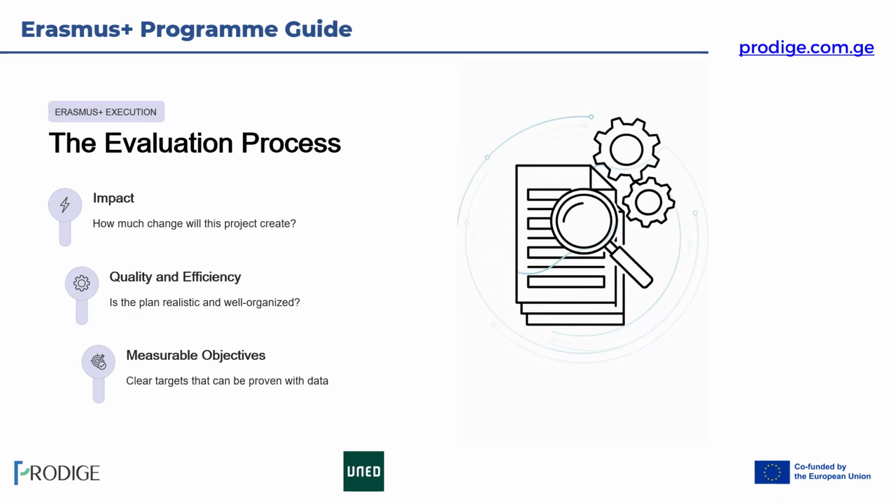How are projects selected? Every proposal goes through a standard evaluation procedure. Both internal and external experts assess the quality of the application. They look for three main things: impact, how much change will this project create? Quality and efficiency, is the plan realistic and well organized? Measurable objectives, you must have clear targets that can be proven with data. The emphasis is always on the overall quality of the proposal.